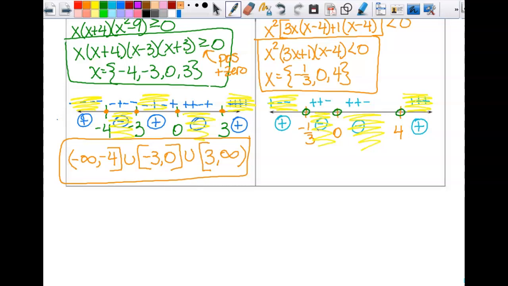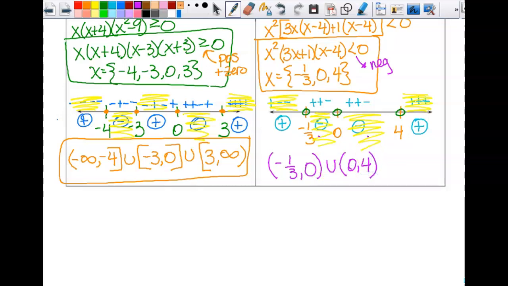We have to write the solution to the system, and this is less than. That means we want it when it's negative, but it can't include 0, okay? Because it's not less than or equal to, it's just less than. So it's just these two pieces. So I'm going to go from -1/3 to 0. I do not get to include them because I don't want my function to be 0. Then I go from 0 to 4.